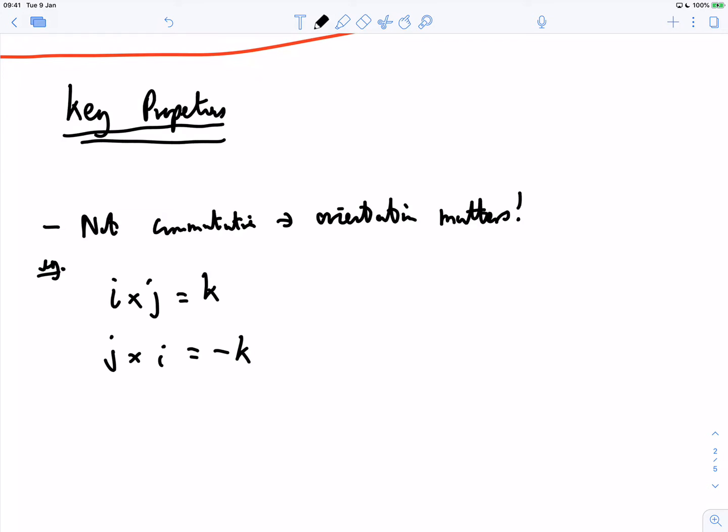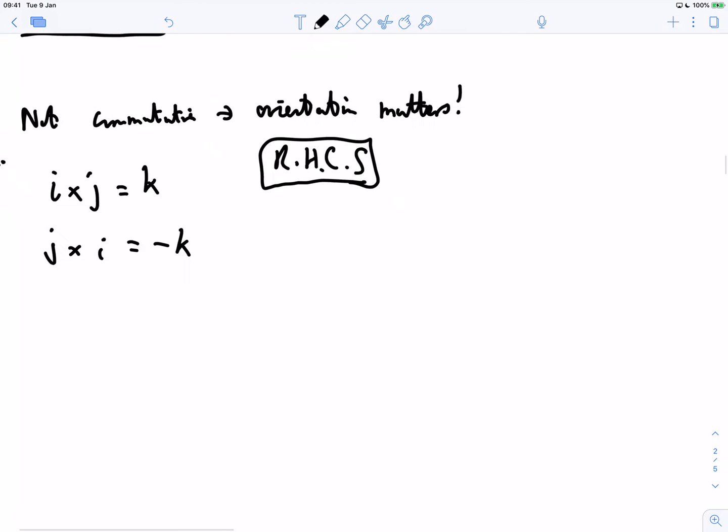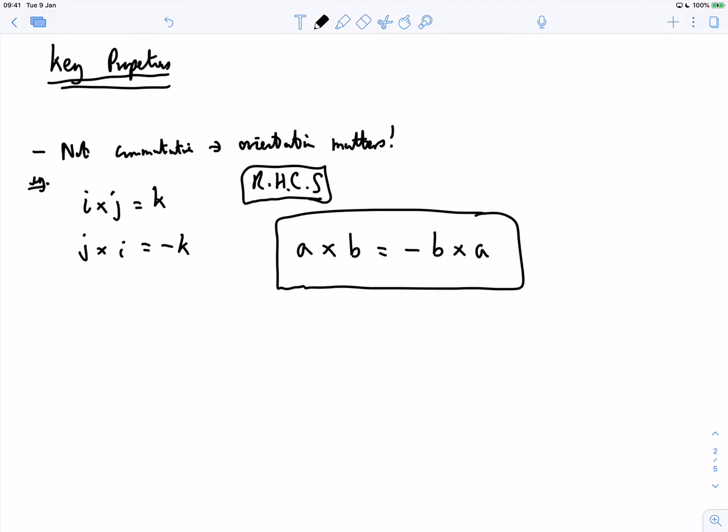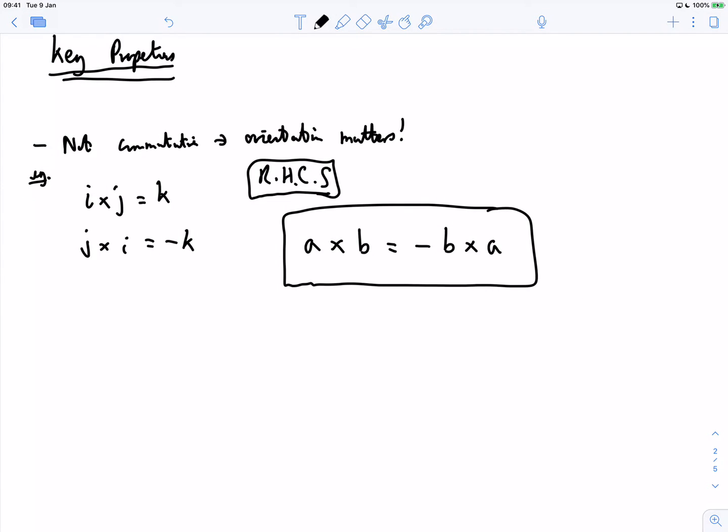The order matters. And pretty much think of your right-handed coordinate system. If you do i cross j, then you push your fingers out to i, you close them to j, and where your thumb's popping out, that's where the normal vector is going to be. So in more general terms, if I do A cross B, this is the same as minus B cross A. So that's pretty much that in a nutshell. What else have we got?